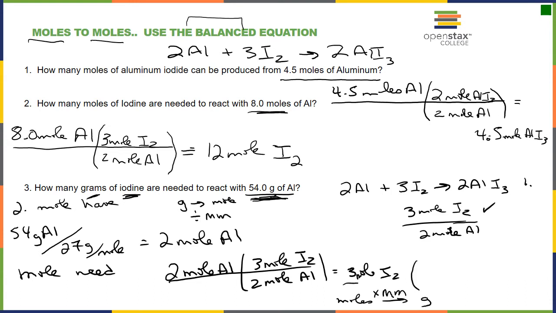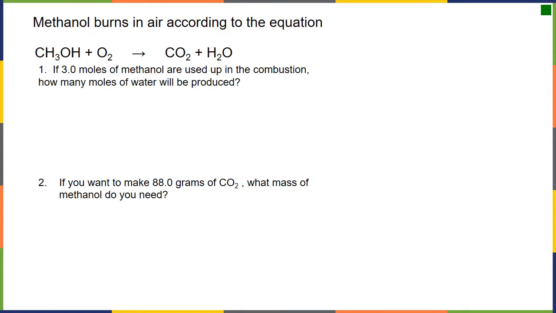In order to go from moles into grams, we have to multiply by the molar mass. So we're going to look up the molar mass of iodine and realize that's 254 grams per mole. If we multiply 254 grams per mole by our 3 moles of iodine, we get a total of 508 grams of iodine. So 3 moles of iodine multiplied by the molar mass, 254 grams per mole, gives us the mass of iodine we need to react with 54 grams of aluminum. Continuing, we're just going to keep practicing until this makes sense.